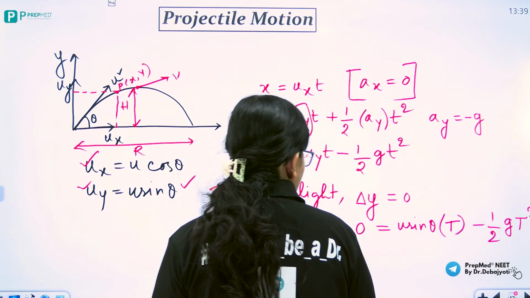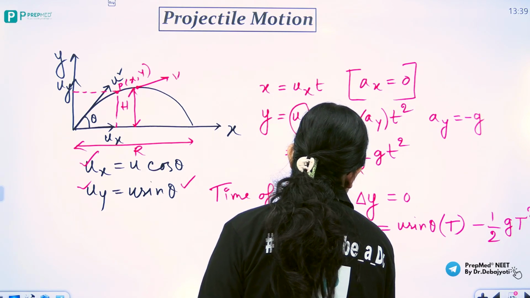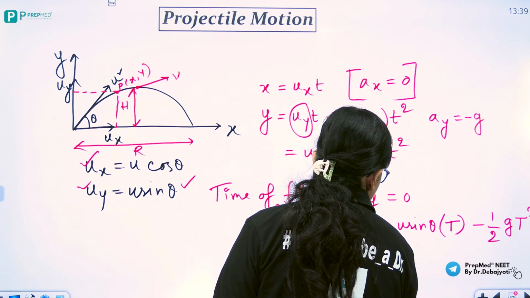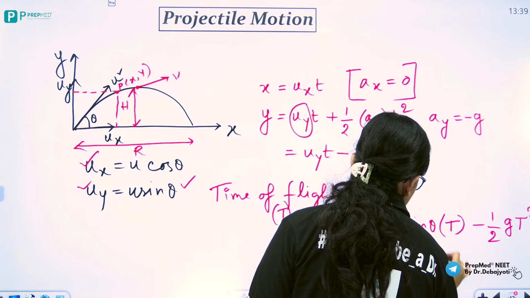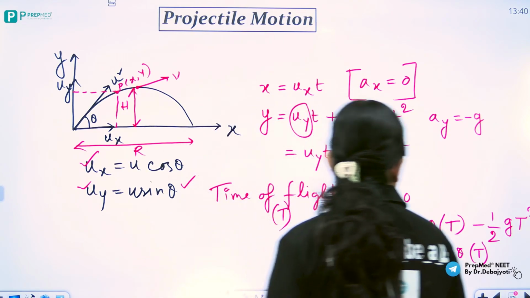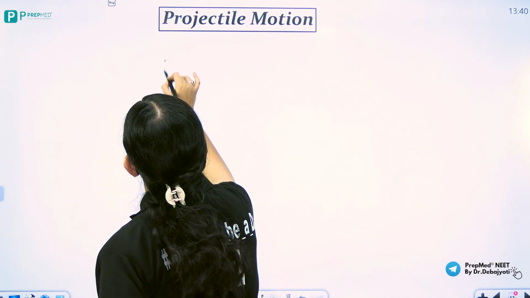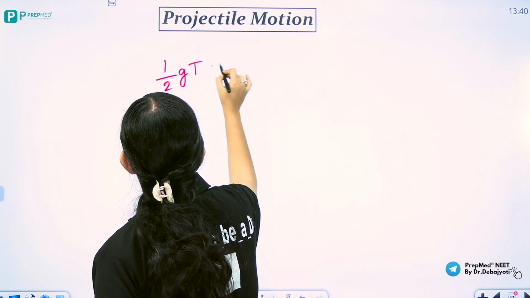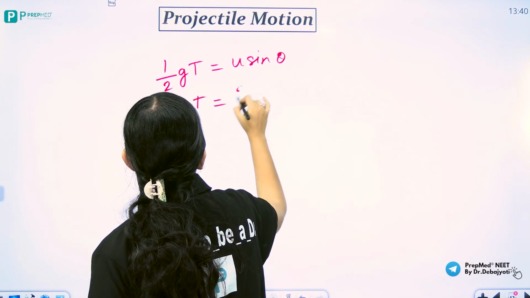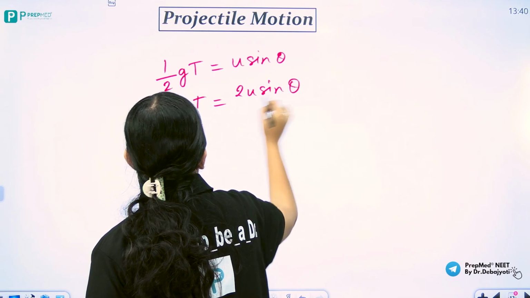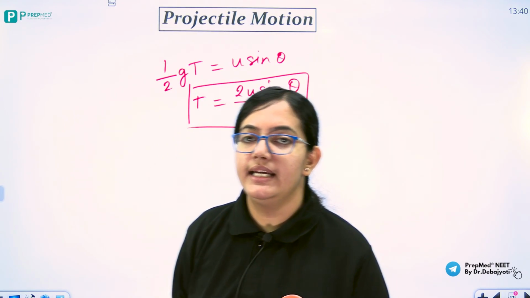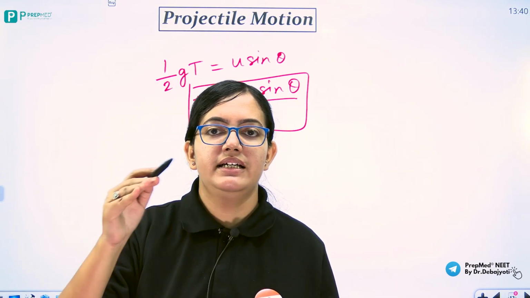Okay. So from here itself we can directly find out the value for t. So t is becoming what? Half g t square is equal to u sin theta into t. We can omit this one t and we are getting half g t equals u sin theta. So t becomes 2u sin theta by g. So this is what? This is time of flight. It includes both the time of ascent and time of descent.